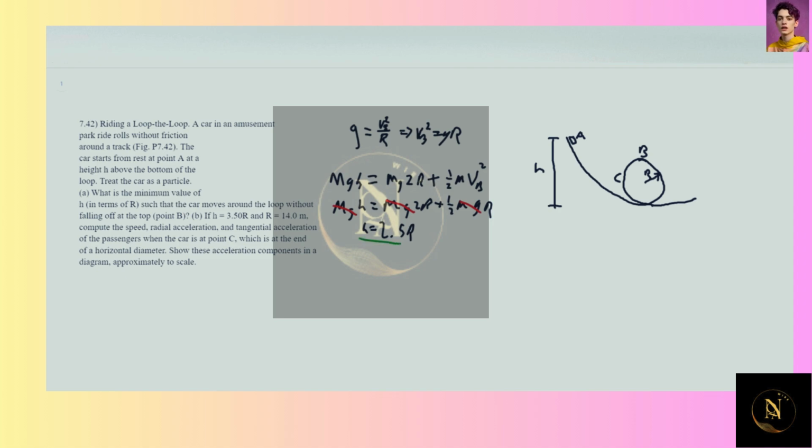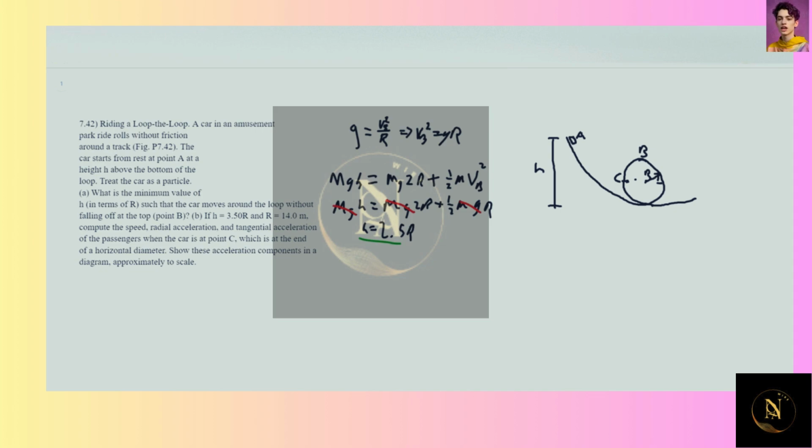Problem B: if the height is 3.5R, so more than our minimum, and R is 14 meters, we have to compute the speed, radial acceleration, and tangential acceleration of passengers when the car is at point C. That's when the velocity of the car is straight down, which is at the end of the horizontal diameter. Show these acceleration components in a diagram, approximately to scale.